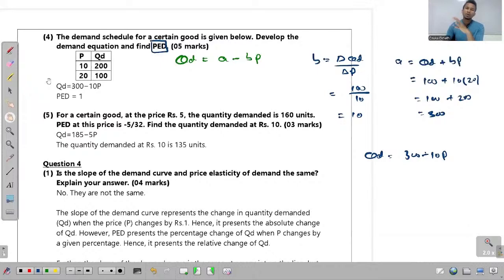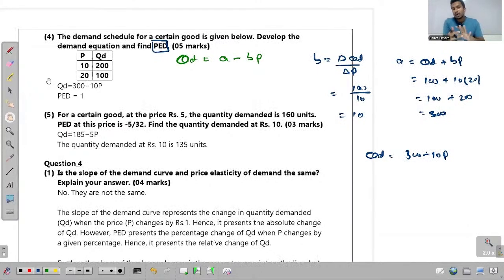Right? So there are two different equations. Altogether, I gave you 5 equations to find PED. The first three are for the point PED, and the last two are for the arc PED. Let me pick one from those two. I pick this equation, PED equals B, into P over QD.